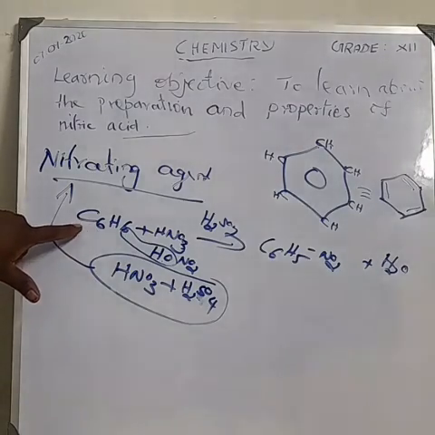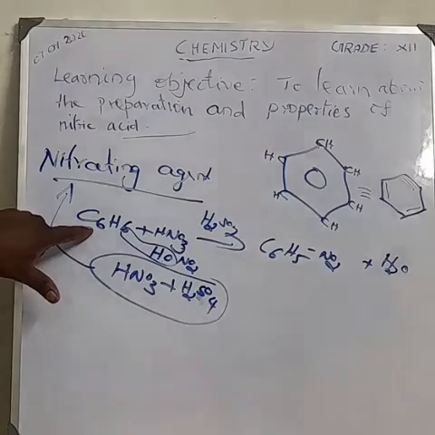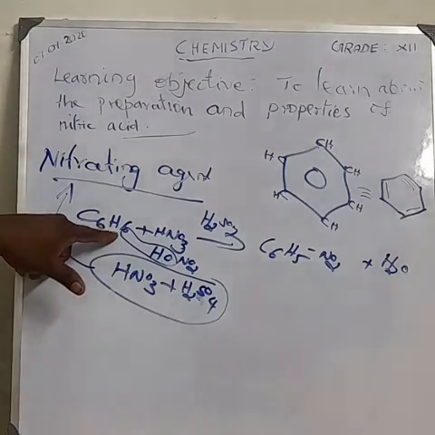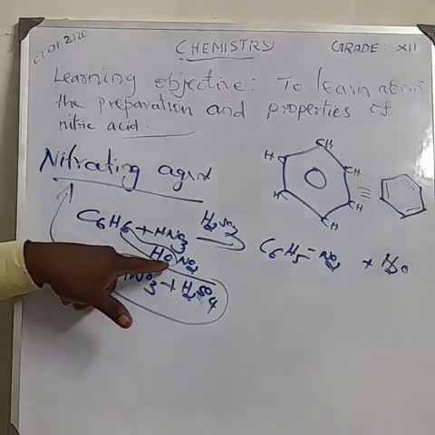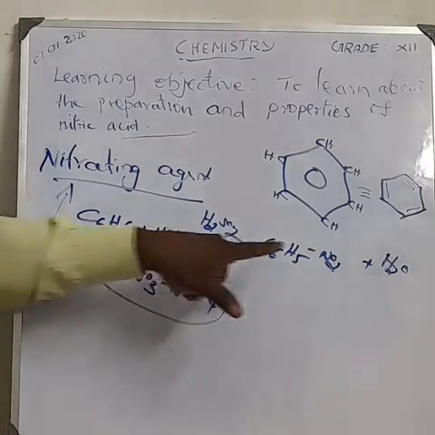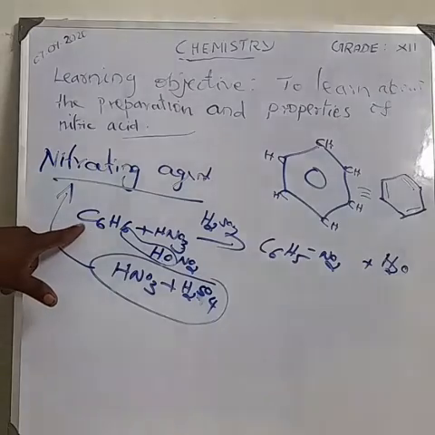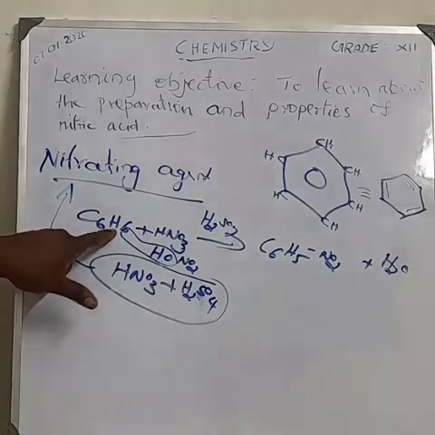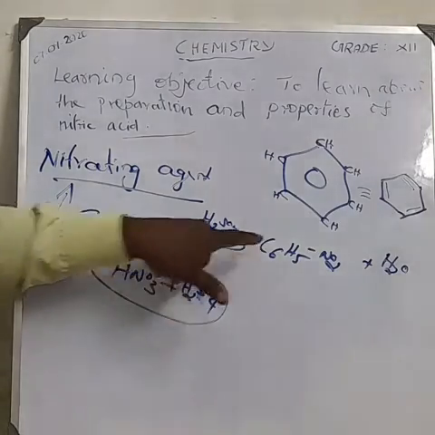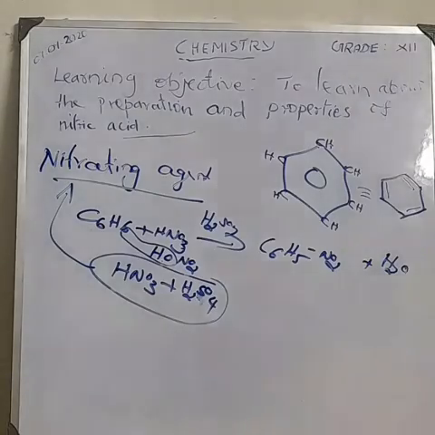The molecular formula of benzene is C6H6. One of the hydrogens combines with OH from nitric acid to form a water molecule. What's the remaining product? C6H5NO2. That is called what? Nitrobenzene. This is one of the reactions.